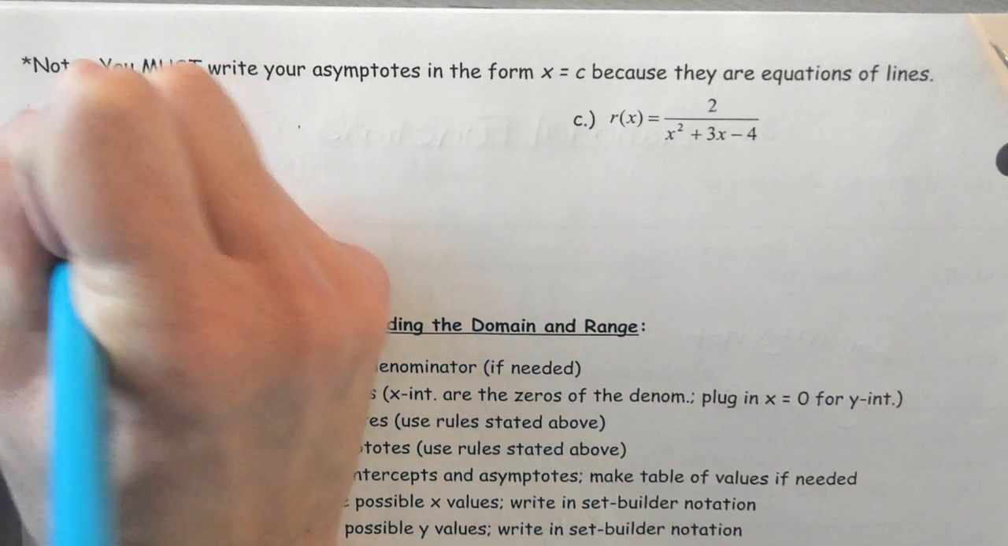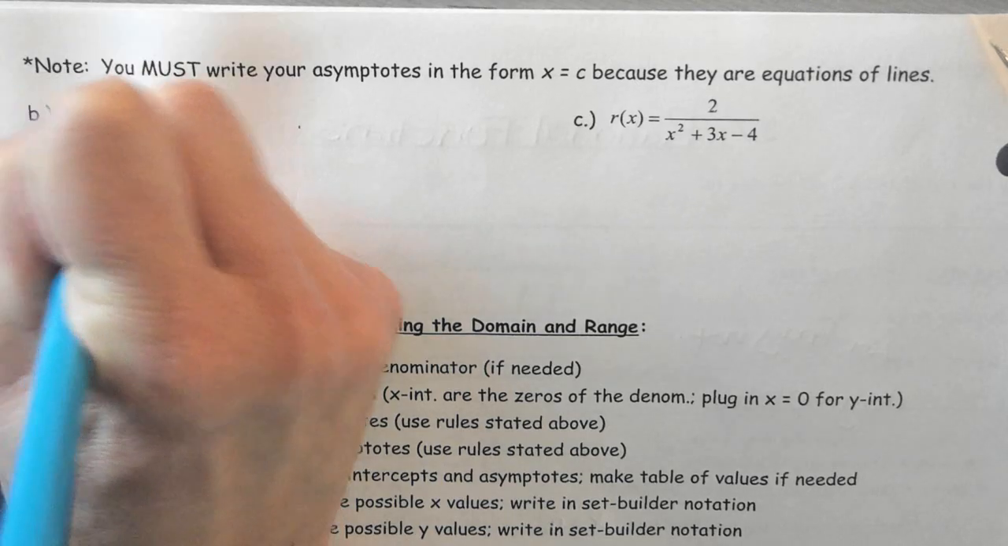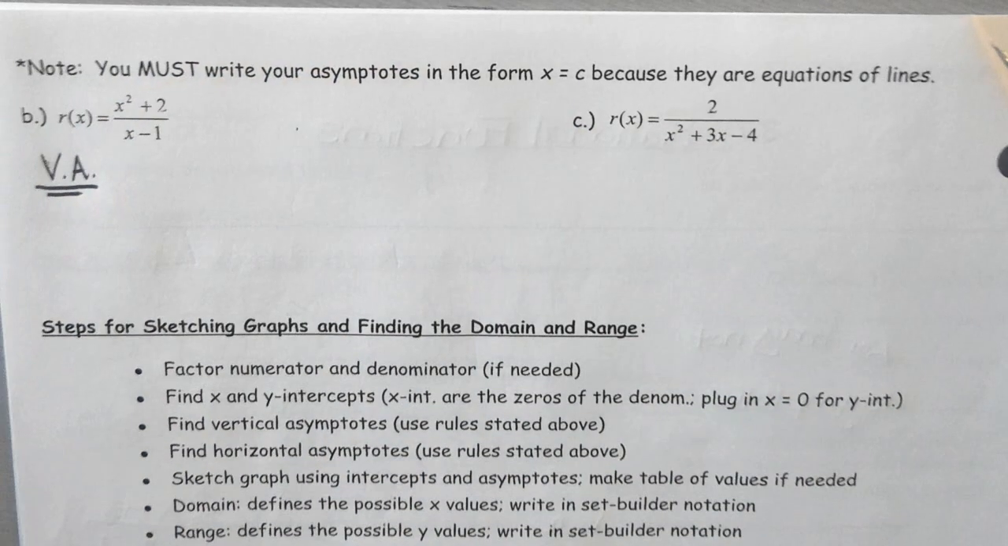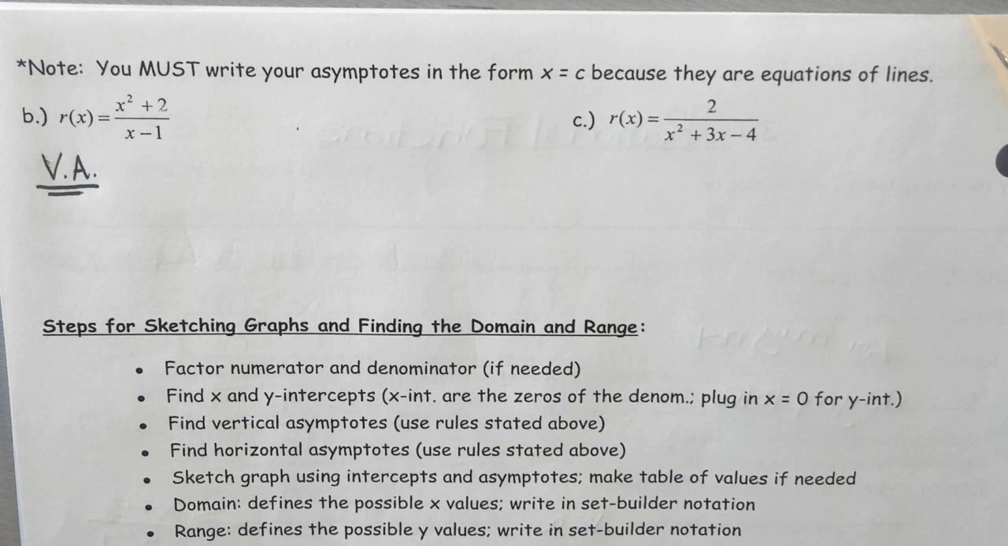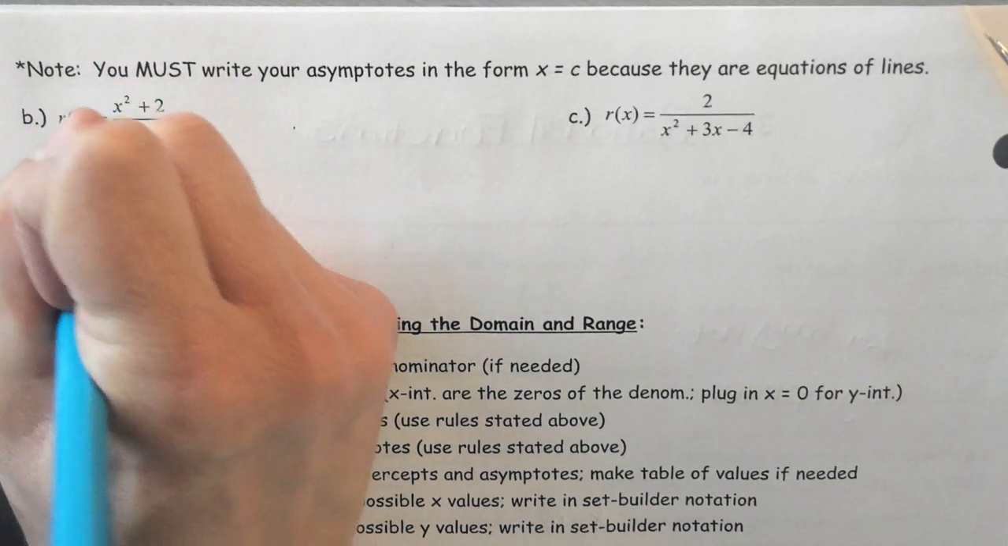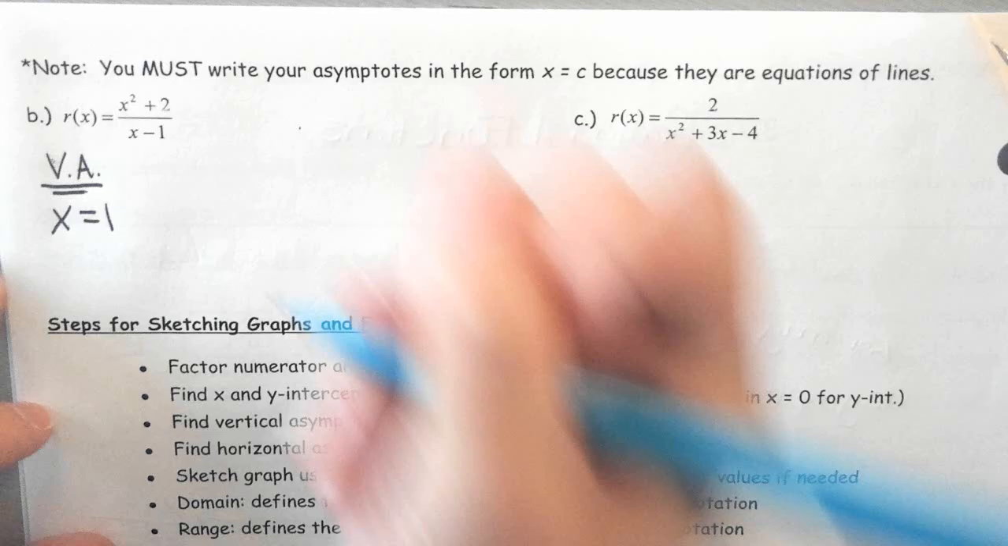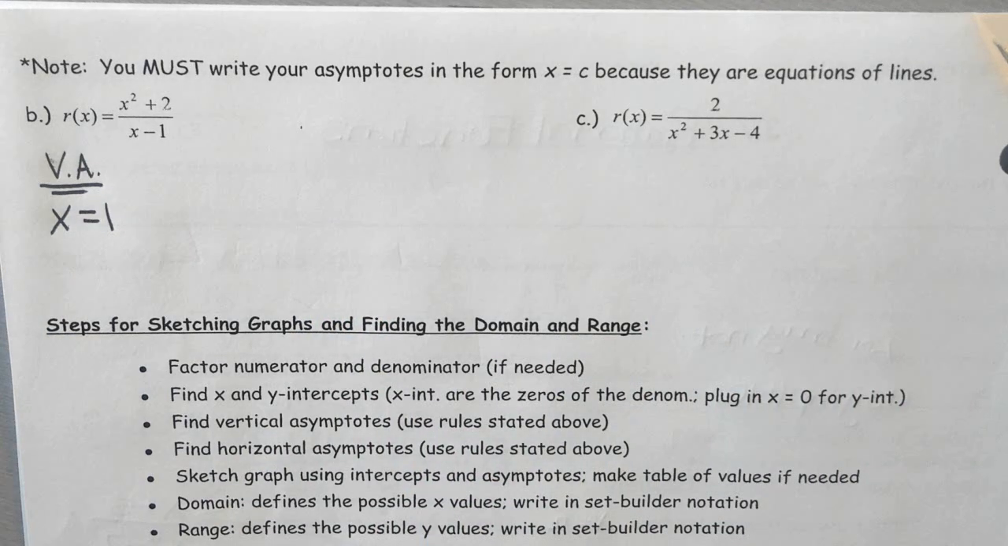So I'm going to say VA is my abbreviation. Vertical asymptote. What would my only vertical asymptote be for part B? x equals 1. And again, it has to be in the form x equals because it is a vertical line. Remember, typically when we graph those, we graph them in as a dotted line.